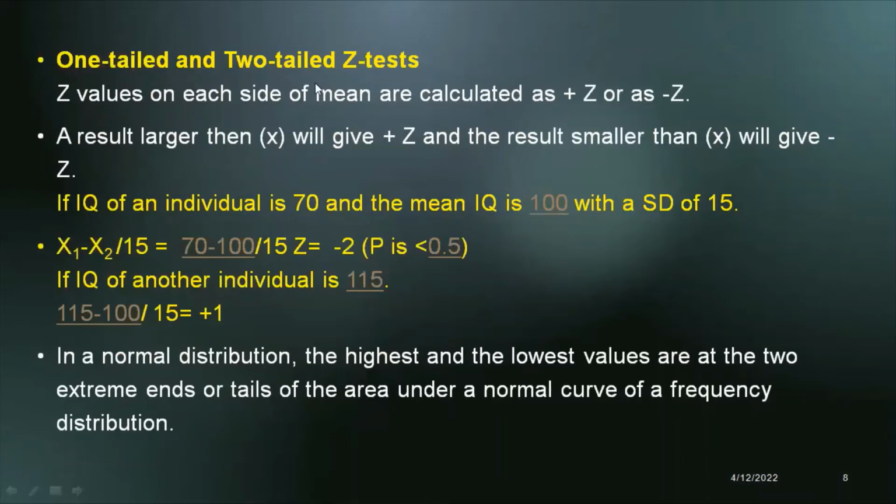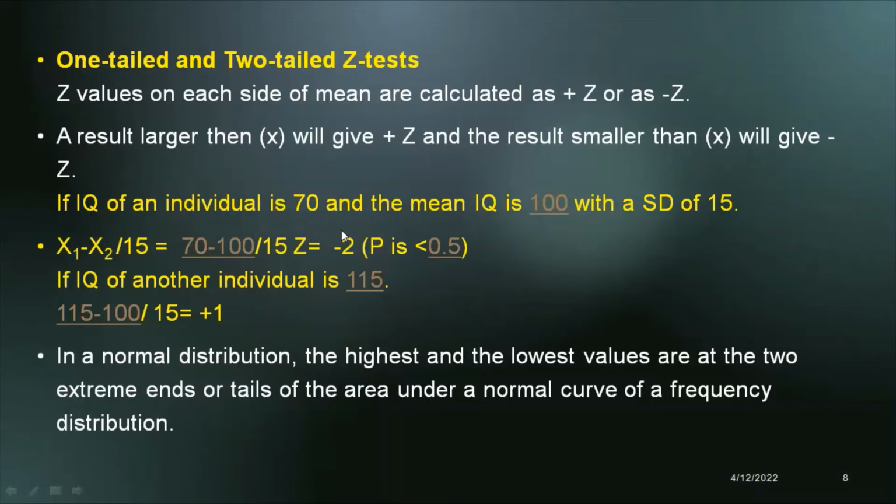Coming to the one-tailed and two-tailed Z test, Z values on each side of the mean are calculated as plus or minus. So we know that in normal distribution in the center we have the mean, on the right side we have positive values and on the left side we have the negative values. So a result larger than the mean will give a plus Z value and a result smaller than the mean will give a minus or negative Z value.